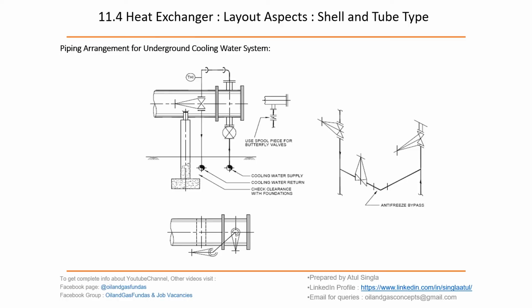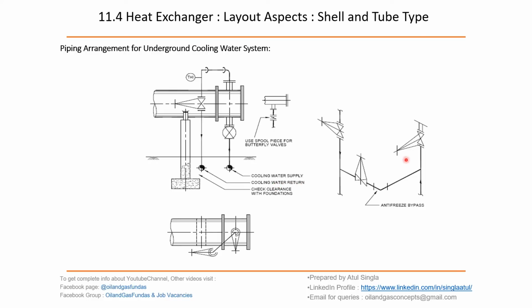This is an exceptional case for an underground cooling water system, when the cooling water in and out are there and we are having our cooling water headers underground. We can have direct connections like this. We generally use a spool piece between the butterfly valve and flange. And this line will come down and it will also connect to the return line.